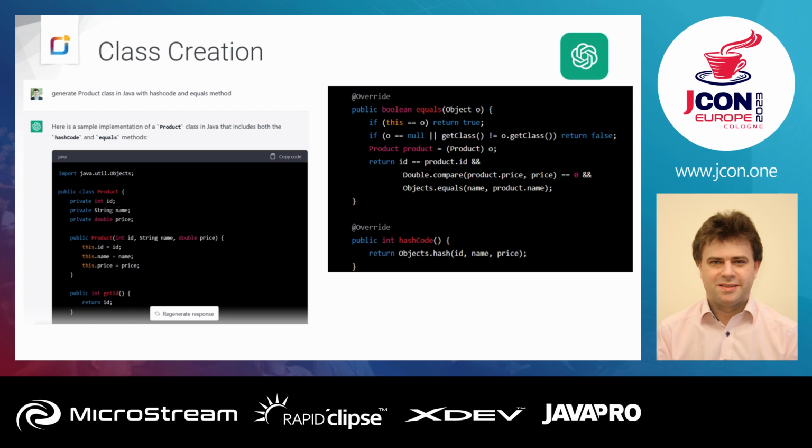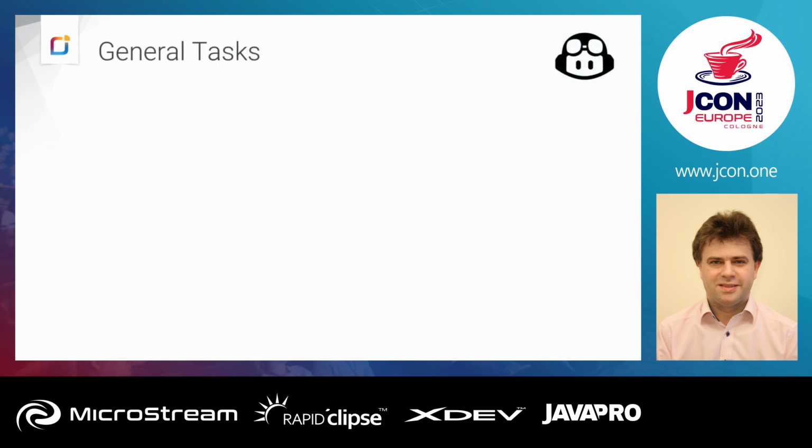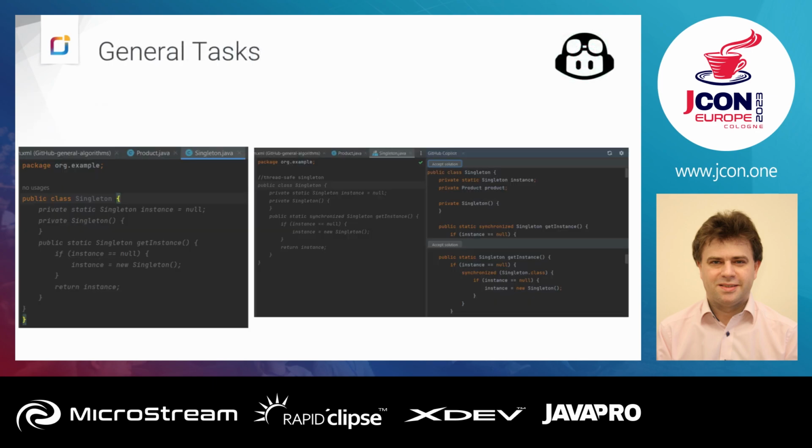You can also say generate class with the properties ID, name, price, and then they will precisely give you the same. So this is what we probably call boilerplate code that more or less can be a time saver. So now let's move to some general tasks just to see how this may compare.